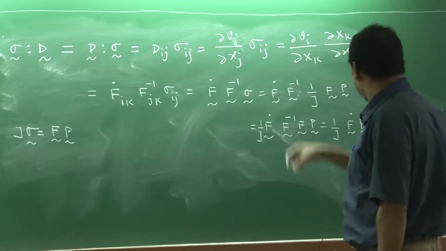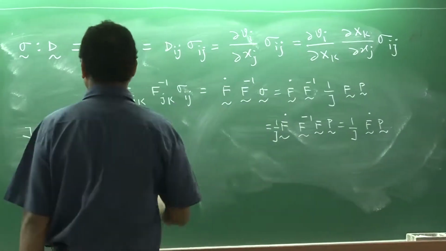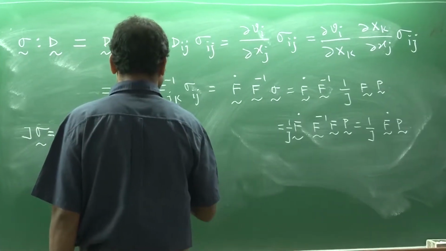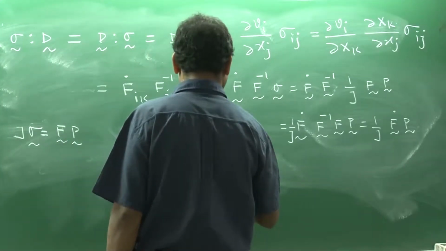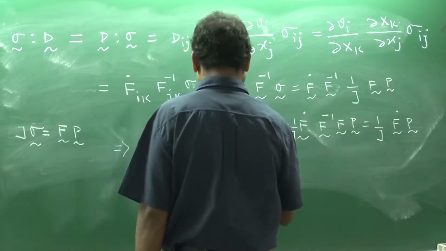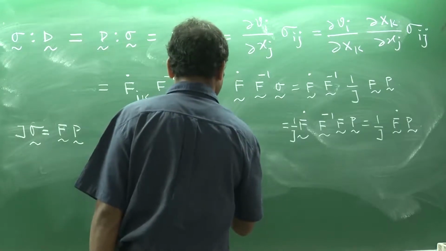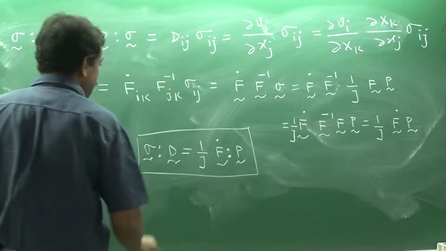So, what we see is that sigma, this inner product, is nothing but 1 by J F dot, this is also an inner product only, okay, mind that, P. This is also an inner product only, because ultimately, so you see that, okay.